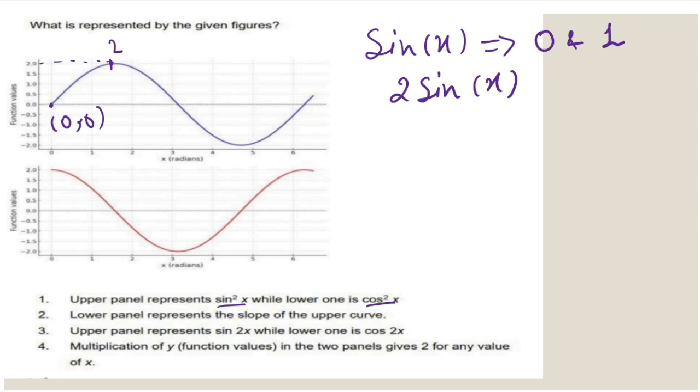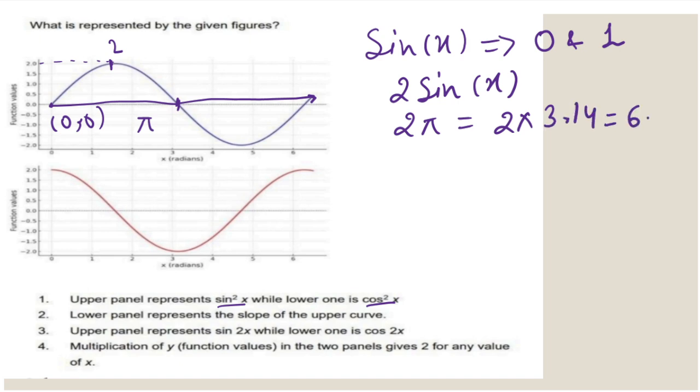And as you can see, it completed a full cycle. This is the half cycle, so it will represent pi, and if it completed the full cycle, it will represent 2 pi. That will be equal to 2 times the value of pi, 3.14, so it will be approximately 6.28. Now let's see the second graph.